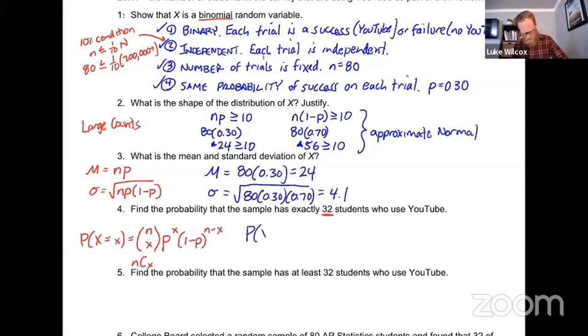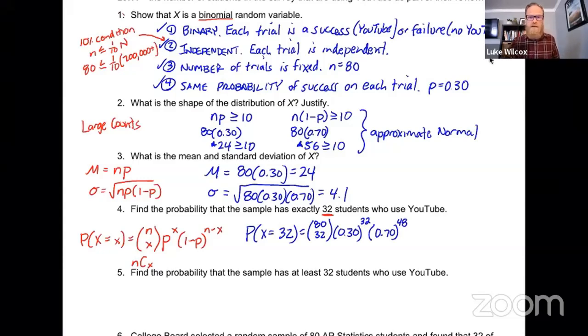The probability that X is equal to 32 successes. Well, according to the formula, we need to do this combination first, which is really just going to tell us how many different ways there are of getting 32 successes out of 80 trials, times the probability of success raised to the number of successes, which is 32, times the probability of failure raised to the number of failures. Well, 32 successes means we're going to have 48 failures in order to add up to 80 there. Now, this is something you would definitely need your calculator to help you with.